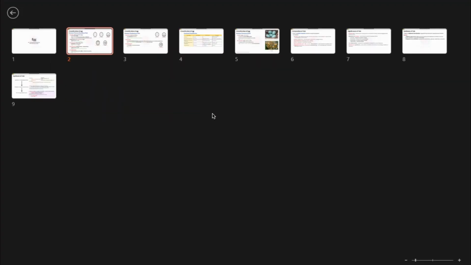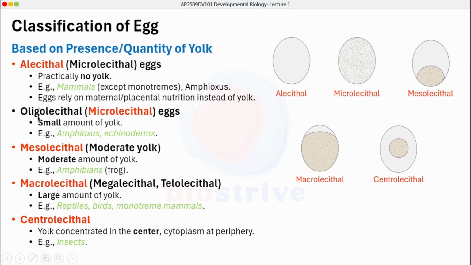Now, we will talk about some examples according to this classification. In case of microlacithal eggs, the most common examples would be amphioxus and echinoderms. In case of mesolacithal eggs, the frog eggs are the most common example. I will show you the image in upcoming slides. In case of macrolacithal eggs, the most common examples we have seen in our households are the eggs of birds, the eggs of hen. Most of the eggs of reptiles and monotreme mammals are of this macrolacithal nature.